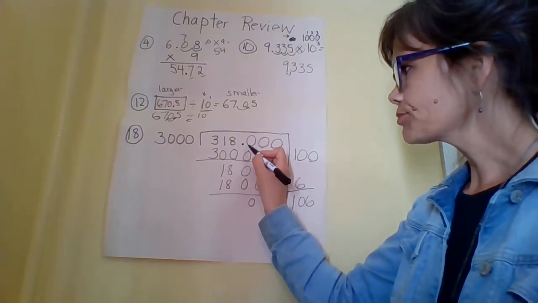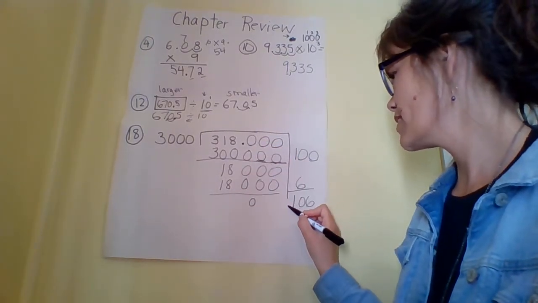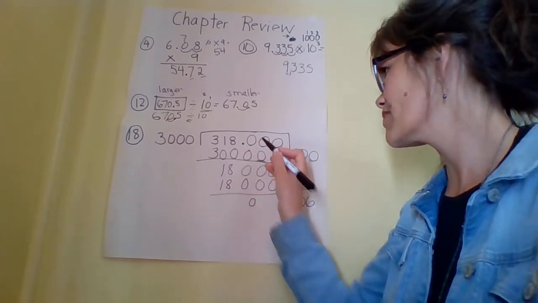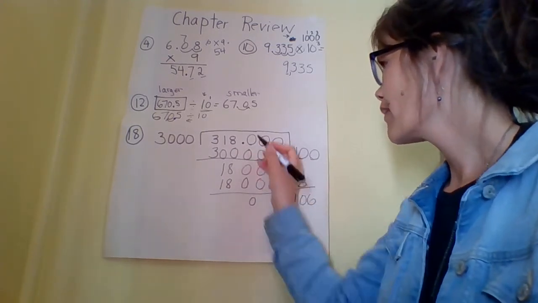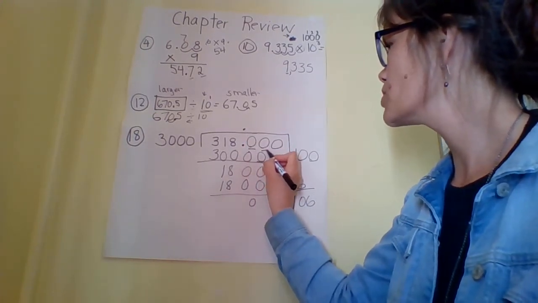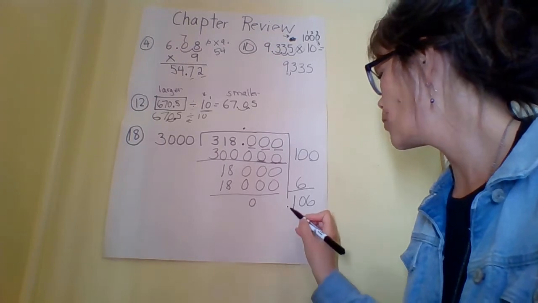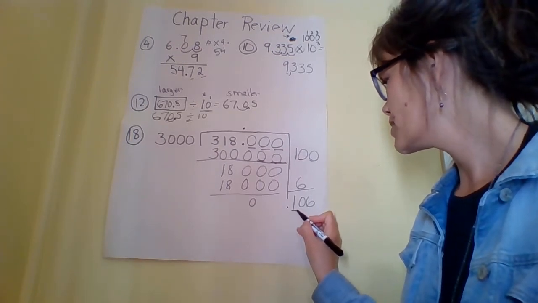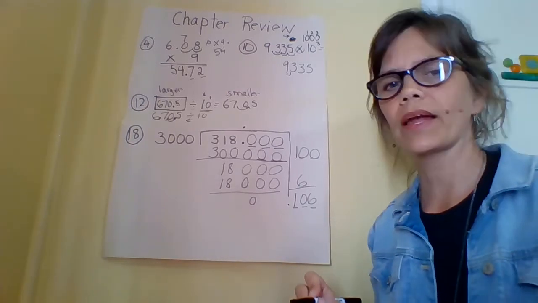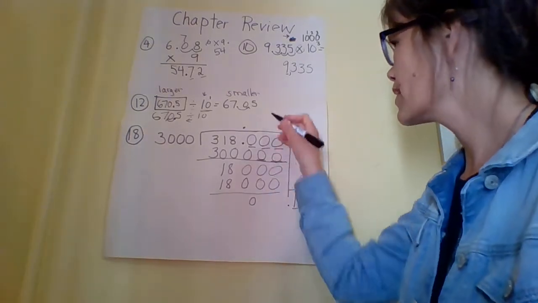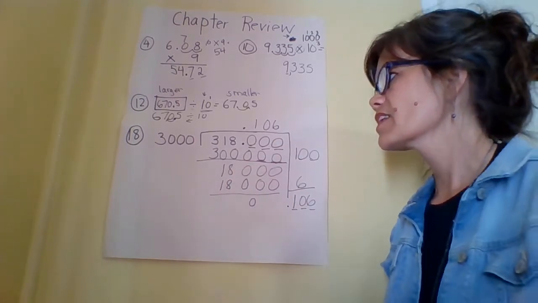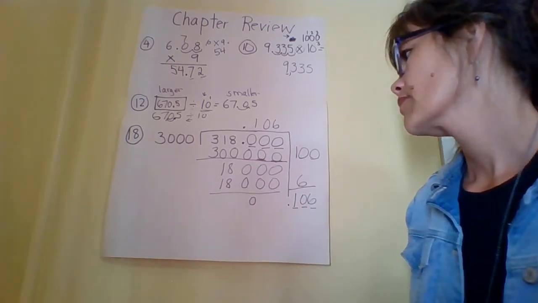And common sense says it's going to be out here somewhere, right? Because we know it's less than 1. And I put my decimal here, and look, 1, 2, 3 behind the decimal point, and so my common sense agrees with the number of spaces to the right of the decimal in the answer, so I can write down 106 thousandths.